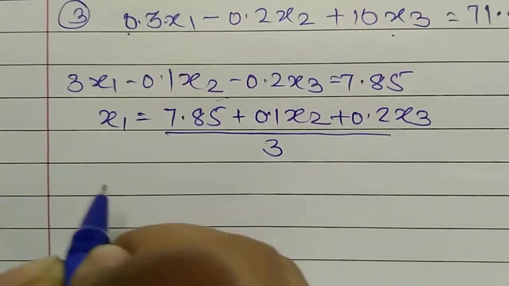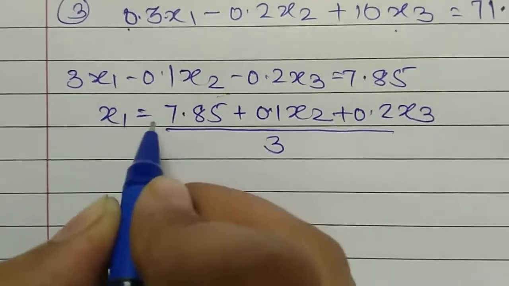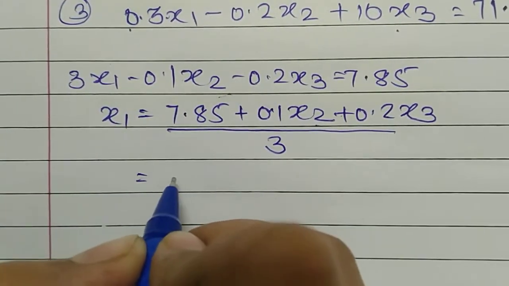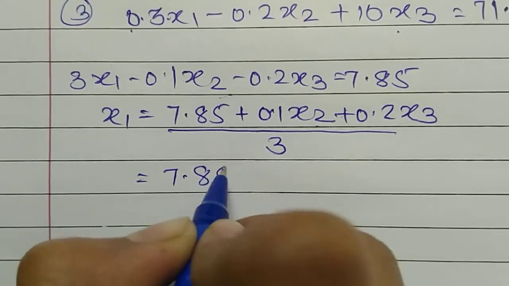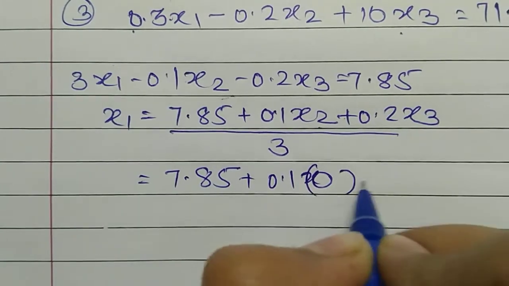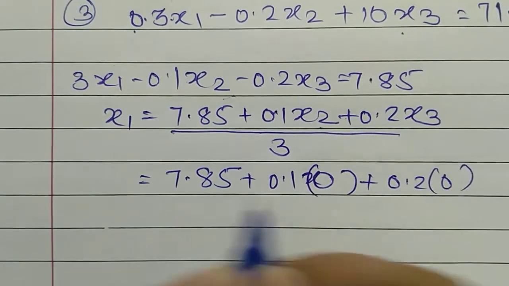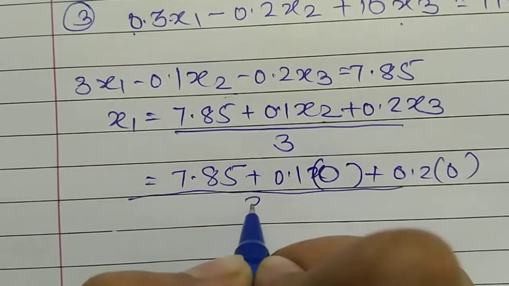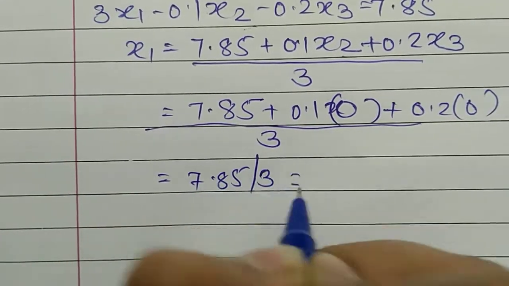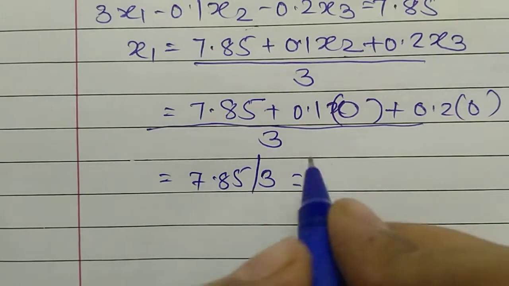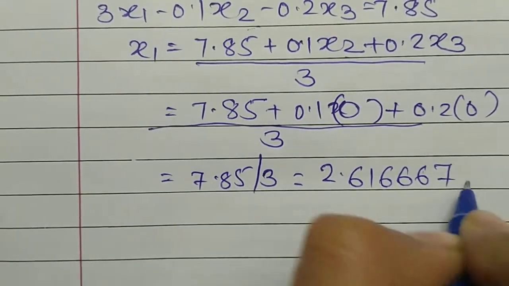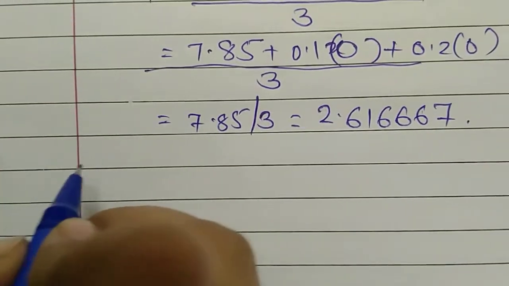For finding x1, we will take x2 and x3 equal to 0 for the first iteration. So 7.85 plus 0.1 into 0 plus 0.2 into 0, divided by 3. So it comes out to be 7.85 divided by 3, which comes out to be 2.61667. You can find it on your calculator as well.